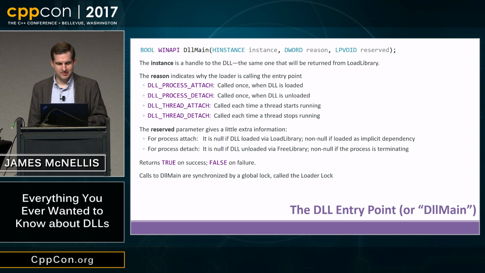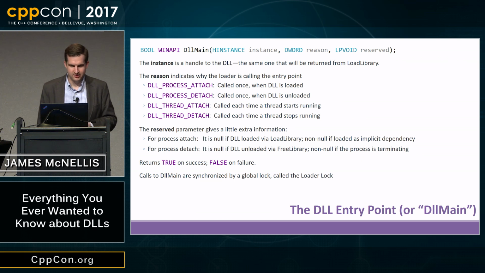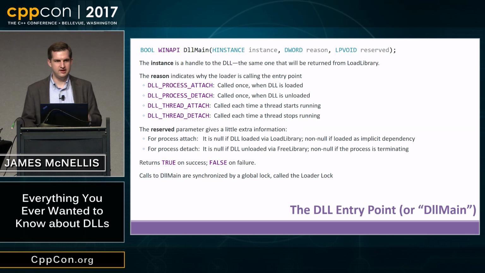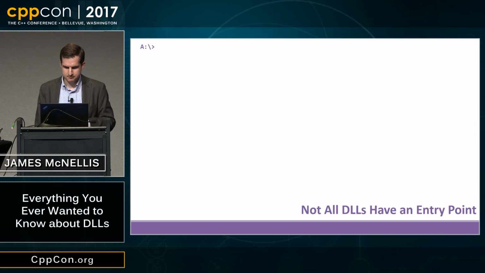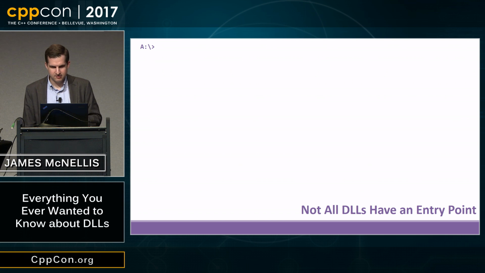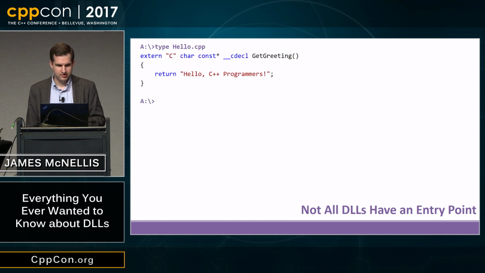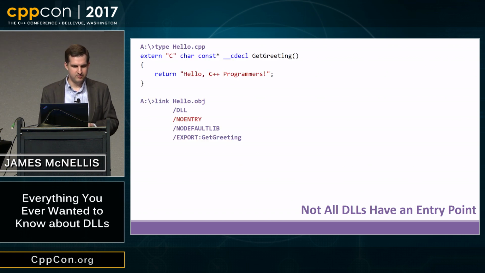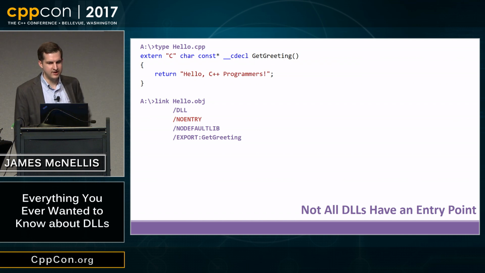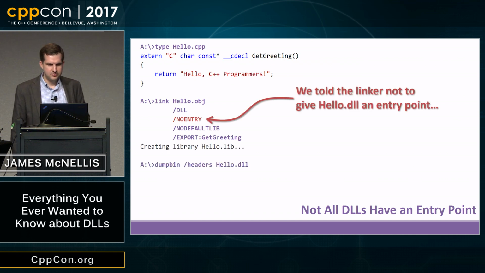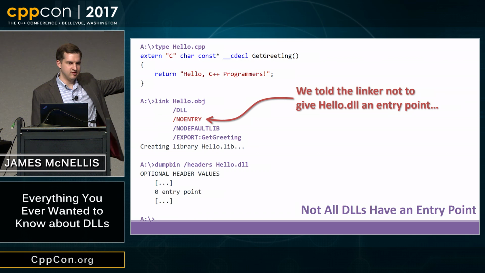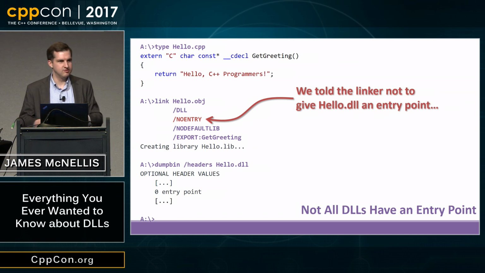Finally, calls to DLL main are synchronized by a global lock called the loader lock. So basically, only one thread can be initializing a DLL at any one time. Not all DLLs have an entry point. So for example, our hello program, when we linked it, we said no entry, I don't want an entry point. And then if we look at the headers there, we saw there's a null pointer for the entry point. So there's no entry. So basically the loader will see that and it'll say, all right, you don't need to be initialized, I don't need to do anything special.